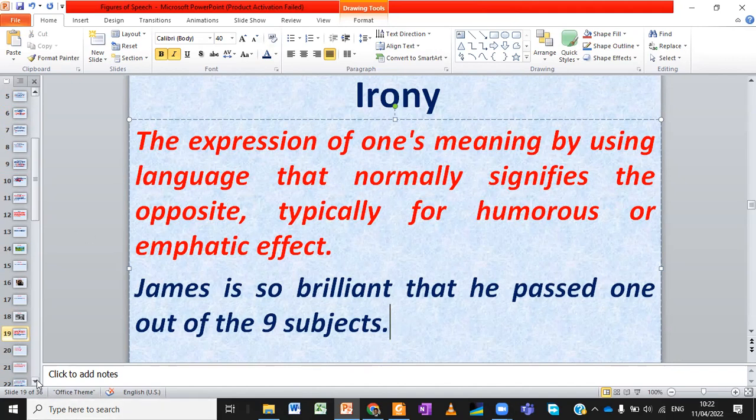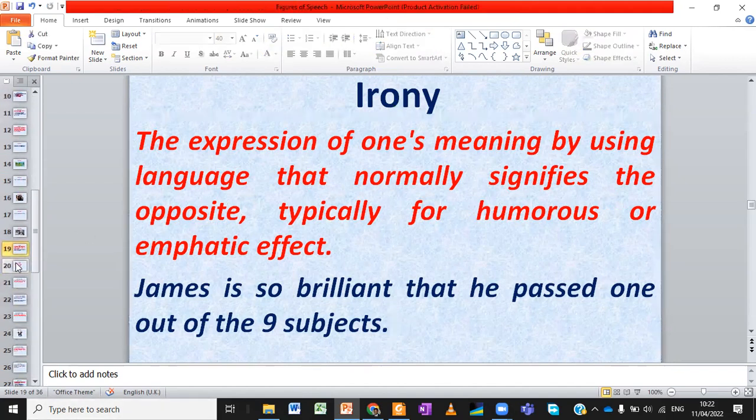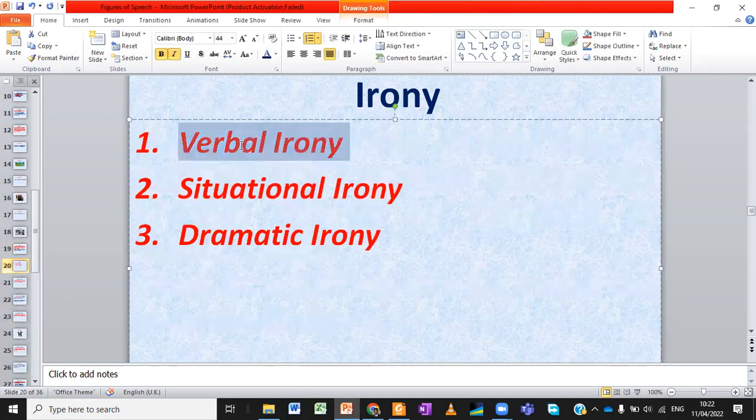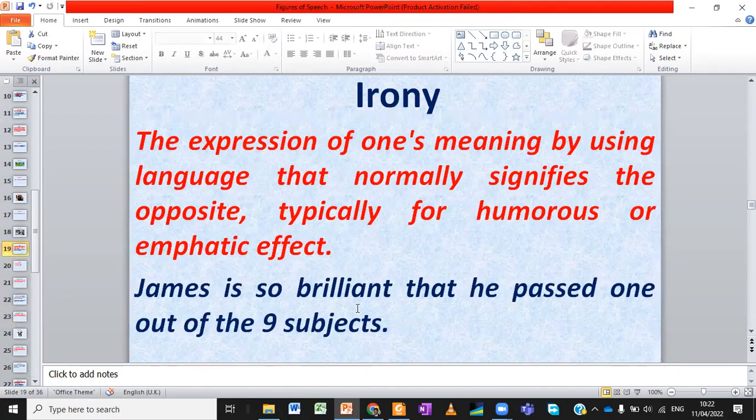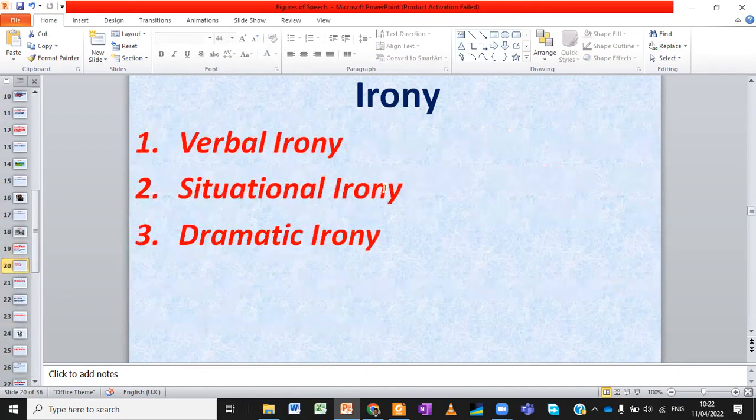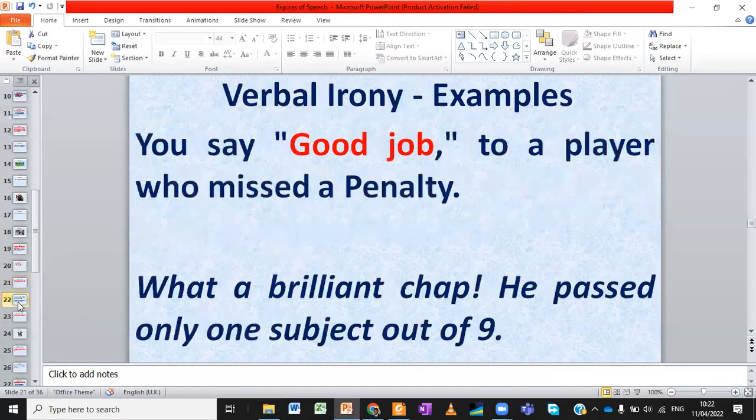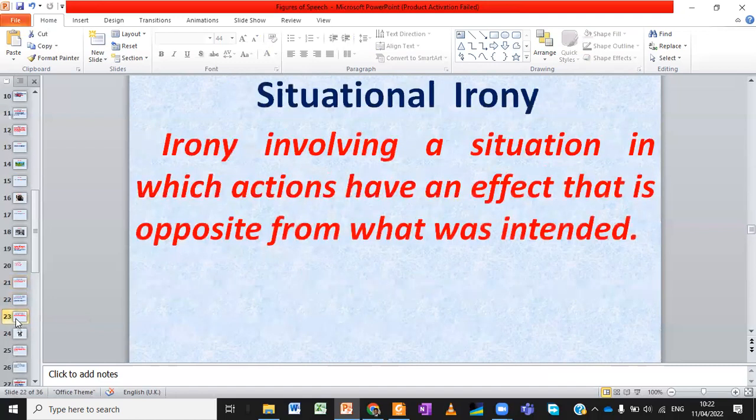Now we have 3 types of irony. I will just rush that. We have the verbal irony, which is what I just explained here. We have the situational irony. Now, this situational irony, let me explain that to you. Situational irony is when something happens and it's not what you expect, it's the opposite of what you expect. I'll give you an example and that will help you understand. I hope you are still there with me.